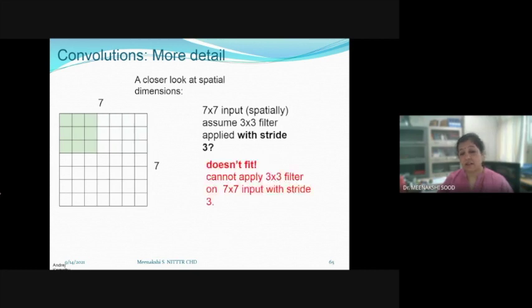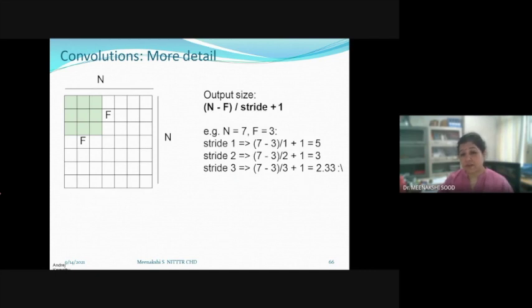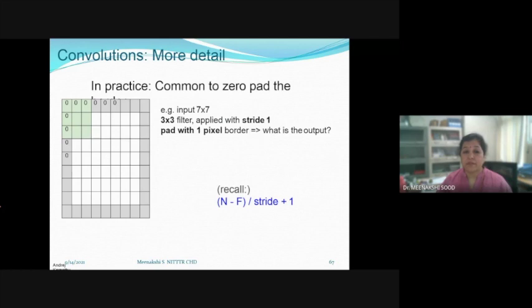And if I have the 3, then it won't suffice, right? So the output size can very easily be determined by seeing what is the size of the image, what is the size of the kernel, and what is the stride, right? So this is how the output images can be found.